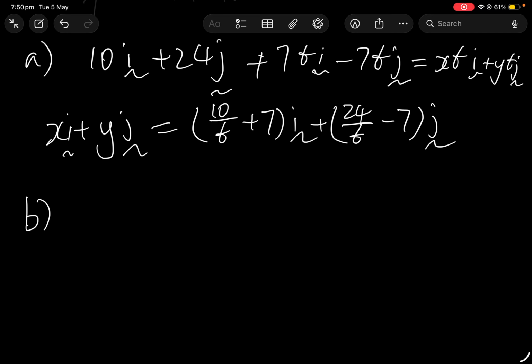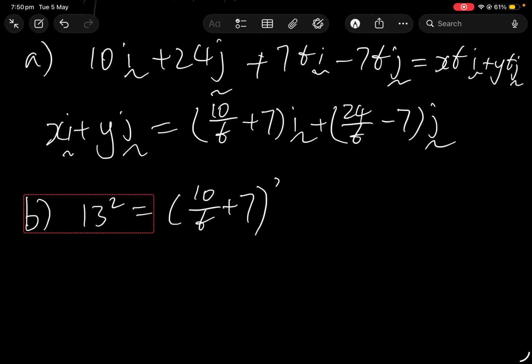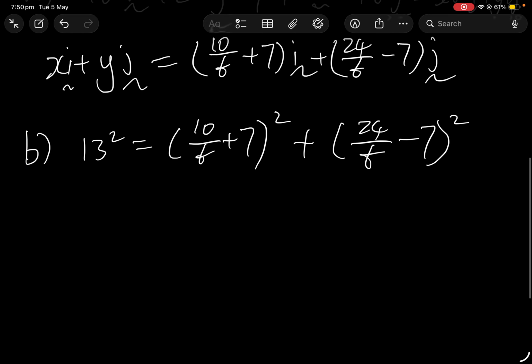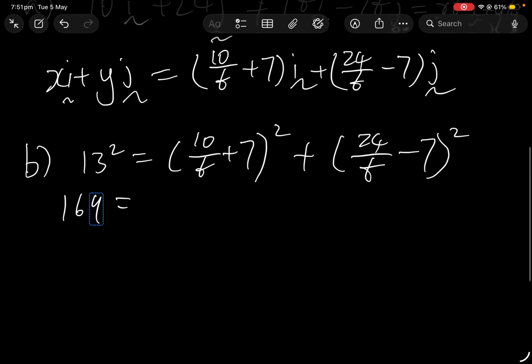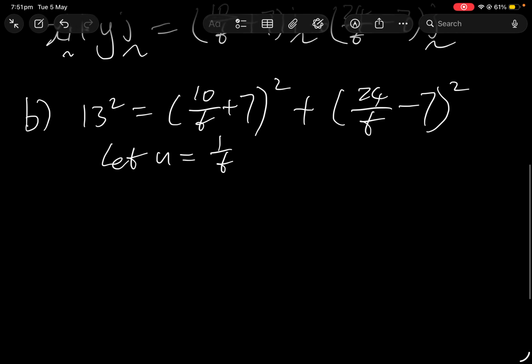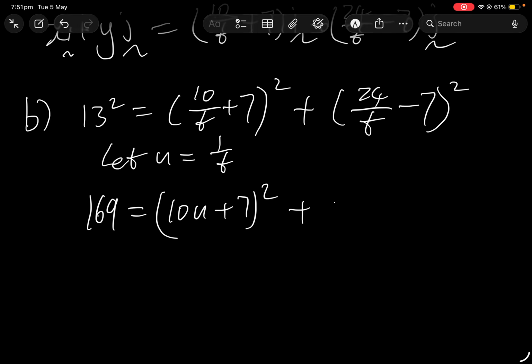So we can use Pythagoras. So it just becomes 13 squared equals (10 over t plus 7) squared plus (24 over t minus 7) squared. So that's 169 equals, actually no, it says to use u equals 1 over t, right? As that's what they want us to do. So we can rewrite that. It becomes 13 squared, which is just 169, equals (10u plus 7) squared plus (24u minus 7) squared.